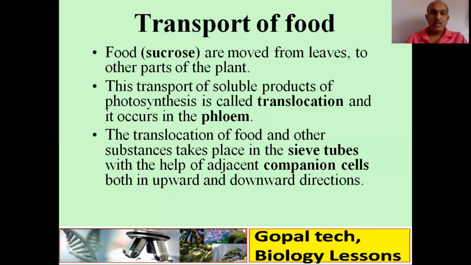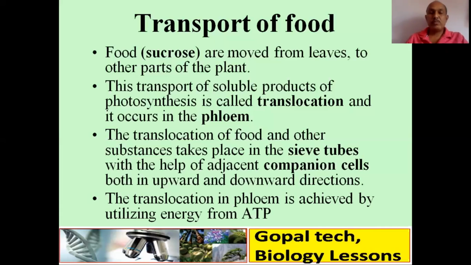Okay. So the translocation in phloem is achieved by utilizing energy in the form of ATP. So transportation of food is an active process, but the transport of water is a passive process, a purely physical process, that is pressure, either root pressure or suction pressure. Here it is due to osmotic pressure, and to create that osmotic pressure, energy is required.